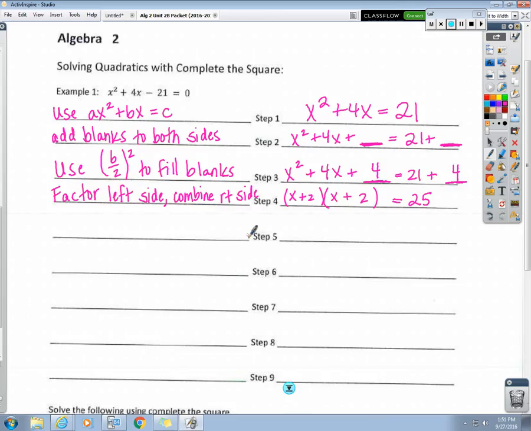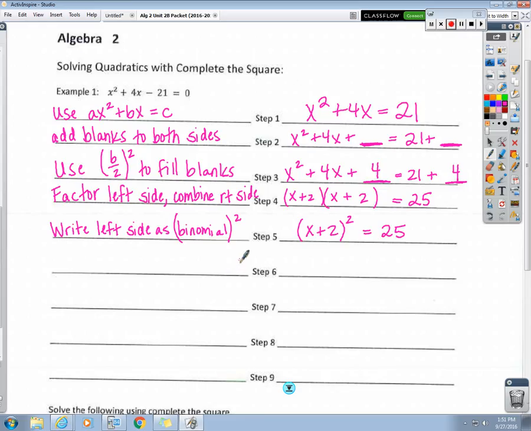Alright, step 5. You're going to write the left side as a binomial squared. What that means is since there's two x plus 2's, instead of writing it twice, couldn't you just write it once and square it?